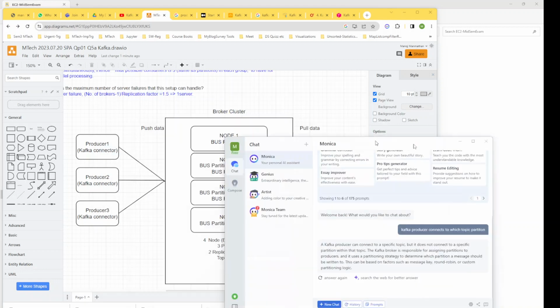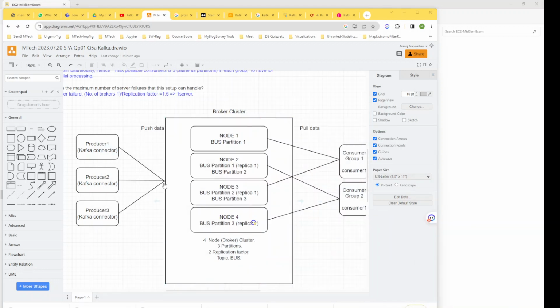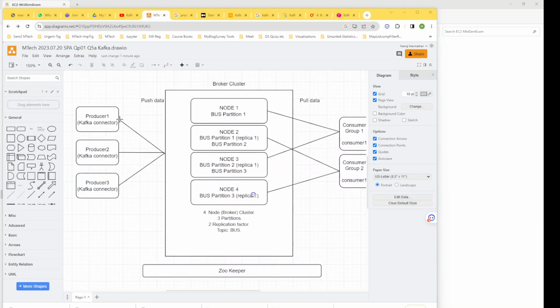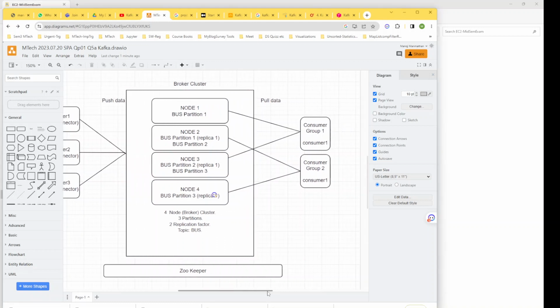So this is the correct one. You should not connect to the inside. It's done by the broker itself, broker, zookeeper, and all. But initially I was trying to map the data path. That was the mistake I did. But this is okay, I think.